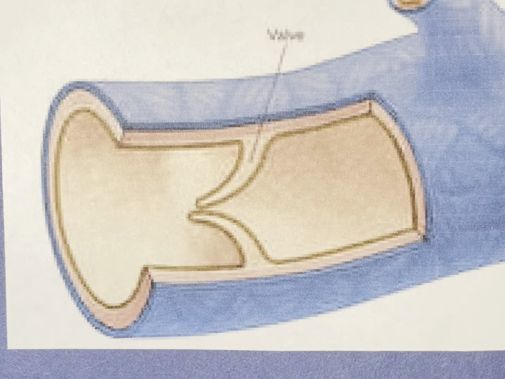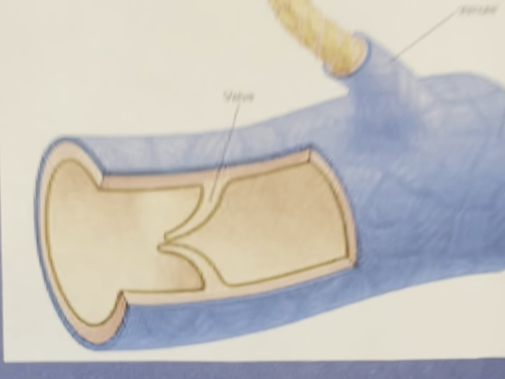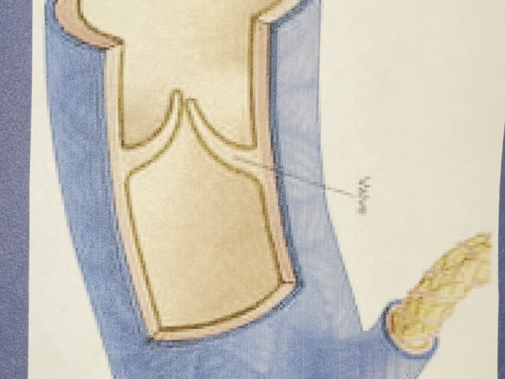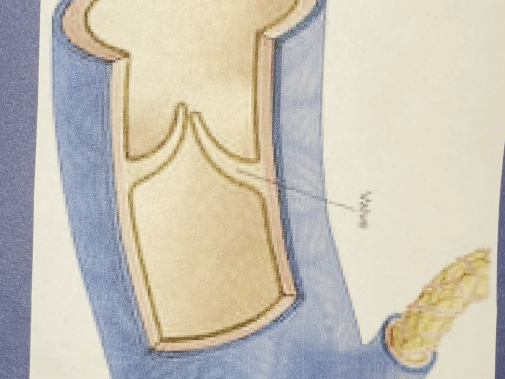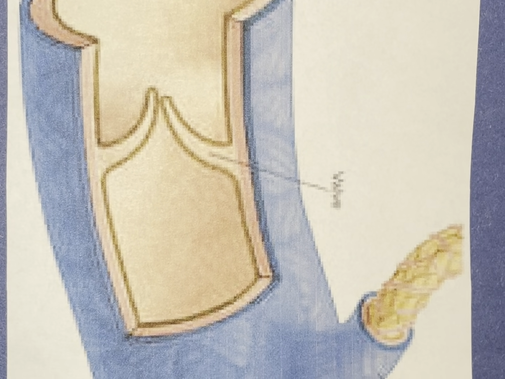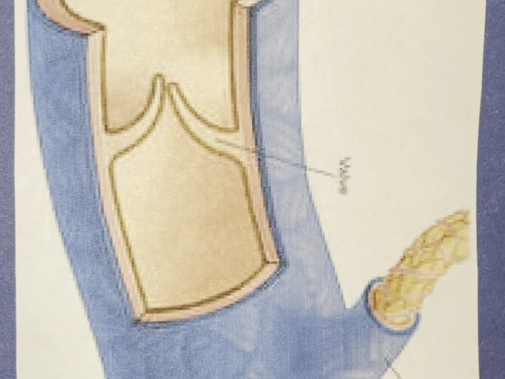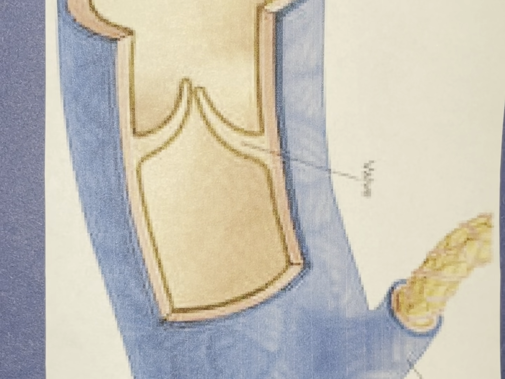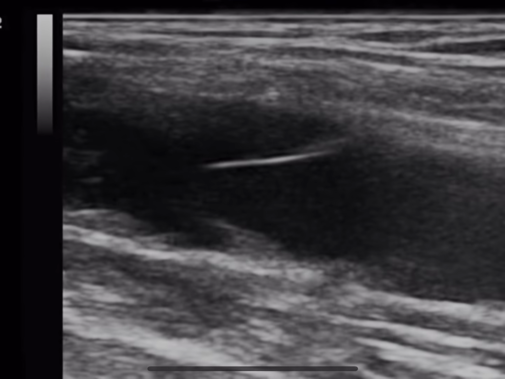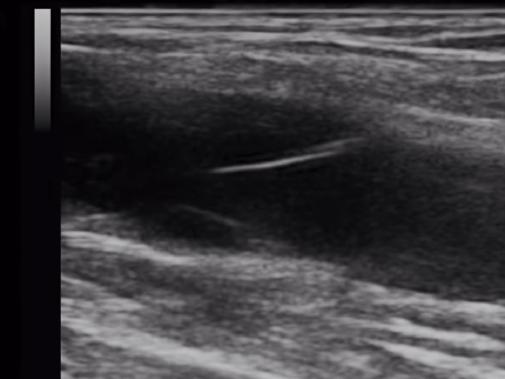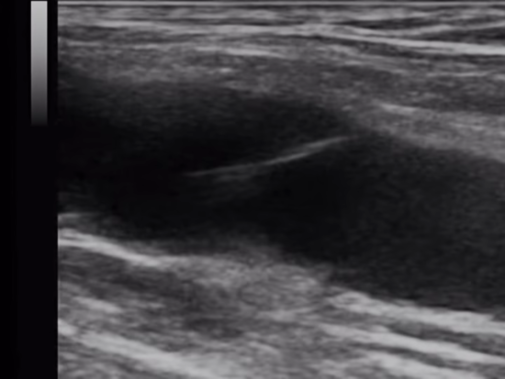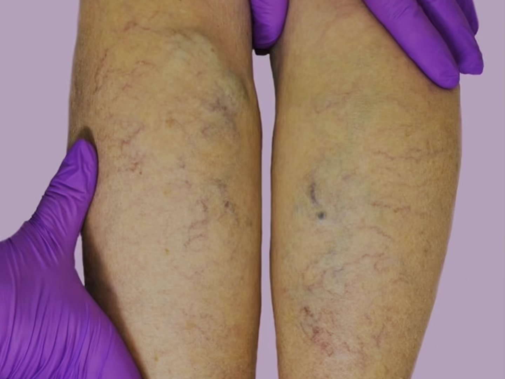Here is a better picture of our valve. Veins are low pressure, so valves help keep blood flowing in the right direction. I will insert a video of valves working correctly and a picture of varicose veins. We get varicose veins when our valves are not working properly. And I simulate leg muscle contraction by gently squeezing the patient's leg with my hands. You can see the valve.